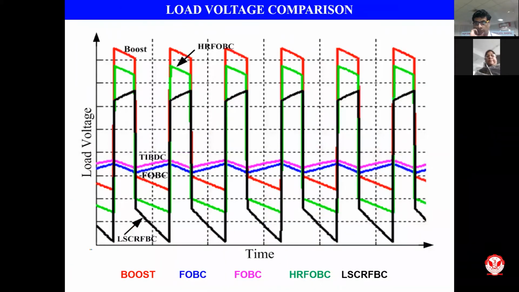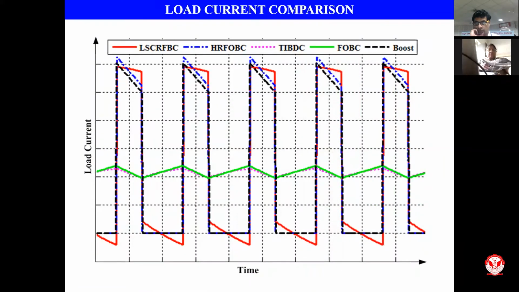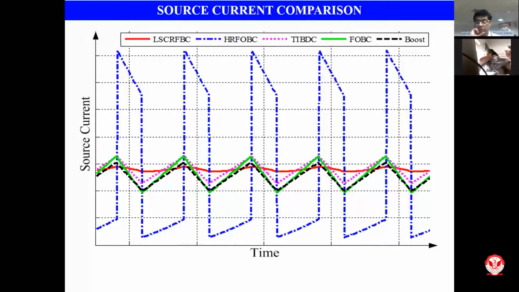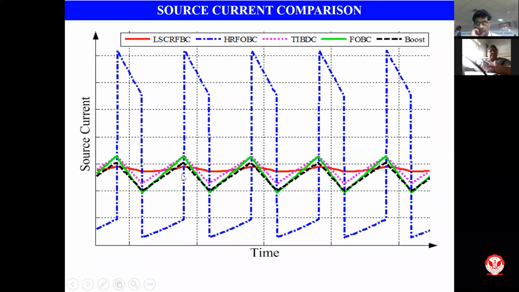This is the direct one-on-one comparison of the load voltage waveforms of all the 4 converters. This is for the load current comparison, with the shapes which we have already discussed in the previous slides. And in the source current comparison, you can see that as compared to other converters, the red one, which is your LSCR BC, the fourth converter, has very less ripple, and this one is for the converter which is not suitable, even belonging to the higher order converter class.